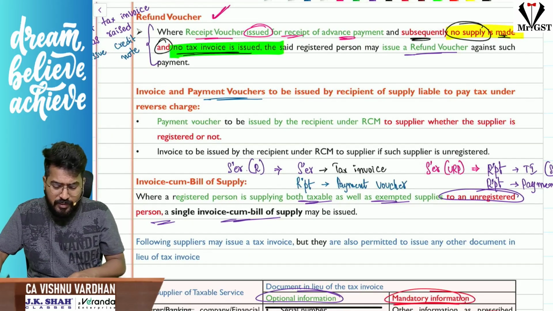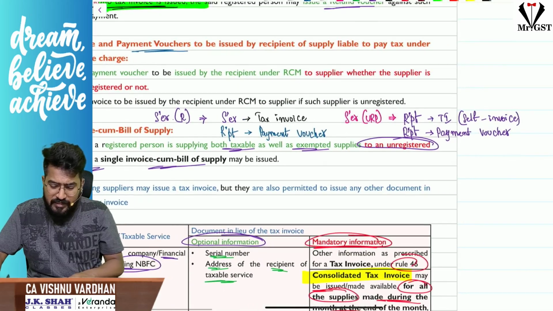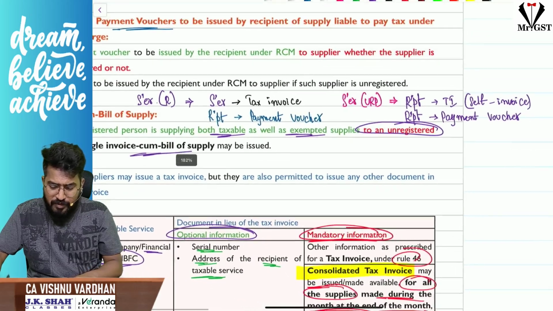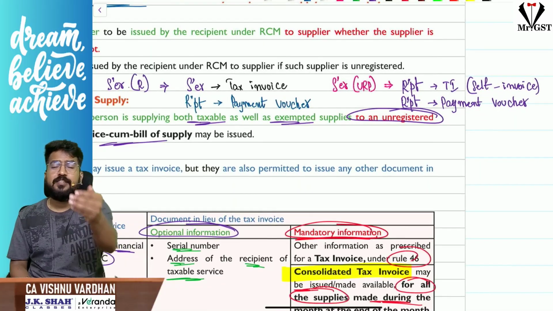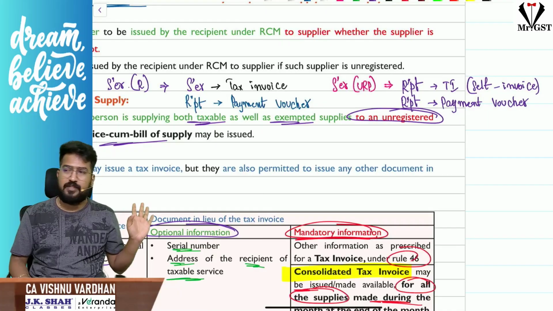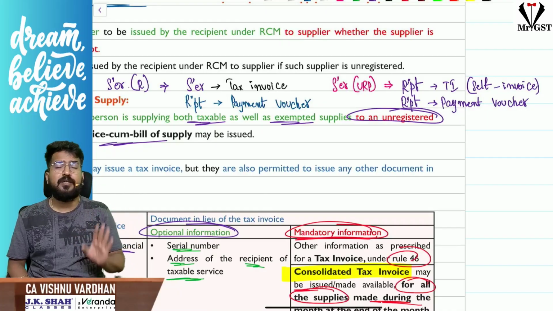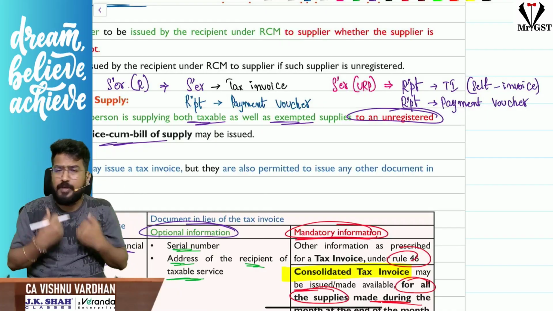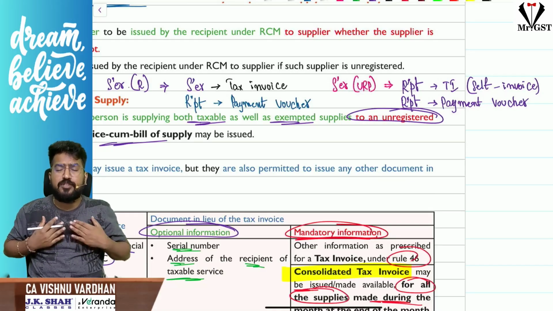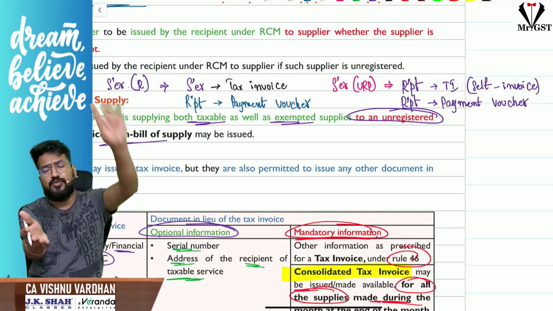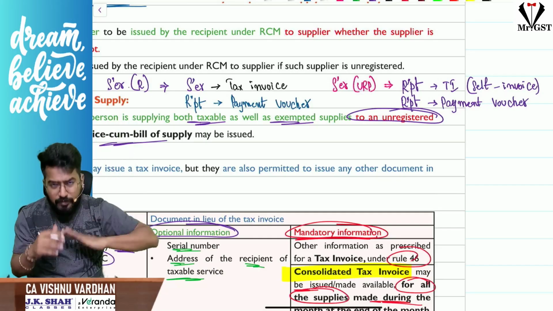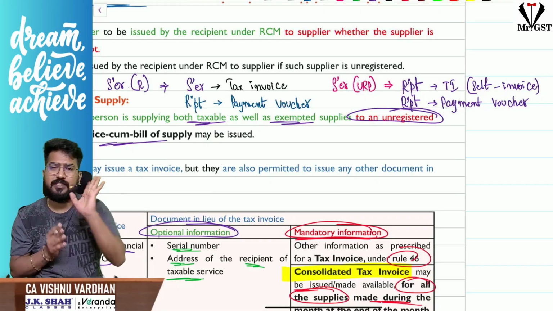The next one is invoice and payment voucher. Guys, understand simply, I'll tell you in simple terms what this payment voucher is. First of all, if it is an RCM transaction, the recipient should give a payment voucher to the supplier. Simple. If the supplier is registered, what will the supplier do? The supplier will give a tax invoice. Hey, this is an RCM tax invoice, you go and pay tax under RCM, like that. The supplier will give a tax invoice, and the recipient will go and pay GST under RCM.